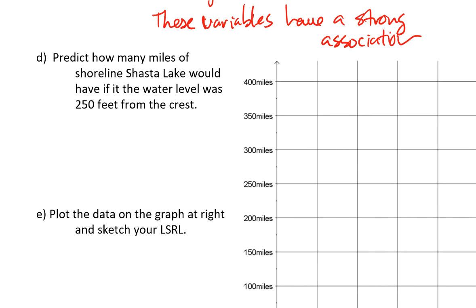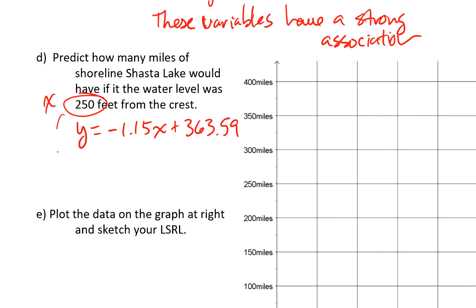So going back to our model, which was y equals negative 1.15x plus 363.59. The question is if the water level was 250 feet from the crest, that's an x value, right? It's not that they're giving me the miles of shoreline. They're giving me the x value and saying what would be the y value that would go with that.